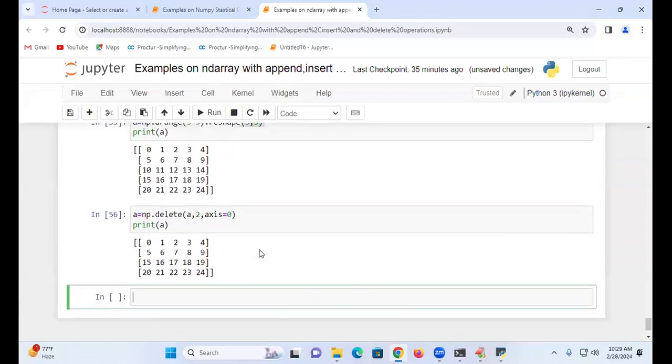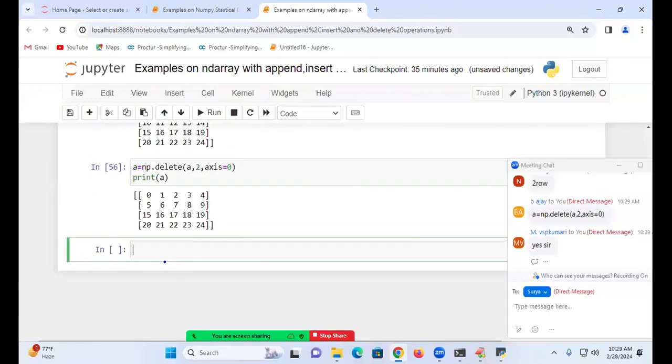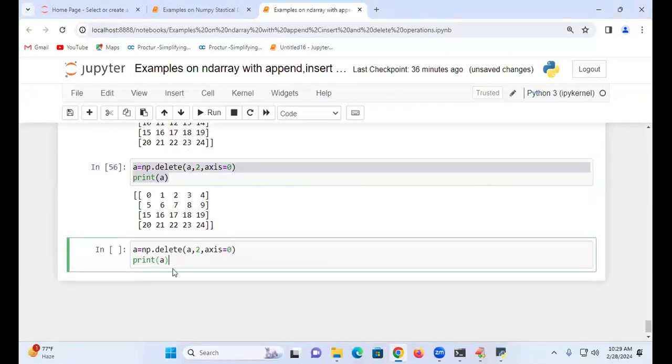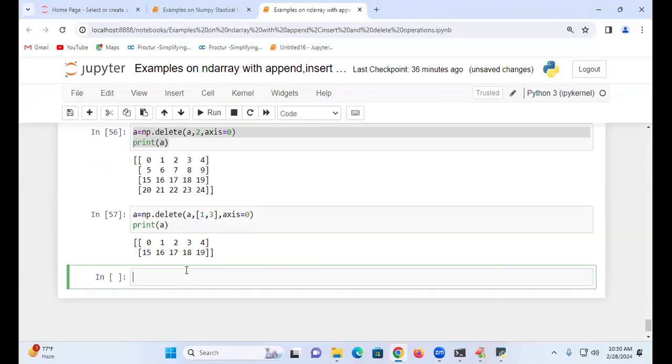Now I want to delete 5 and then 20. a comma 1 comma 3, with axis 0. What rows? The first row and the third. Delete. See, got it? Understand? Yes. I can delete one or I can delete more than one also. Got it or not? Yes.